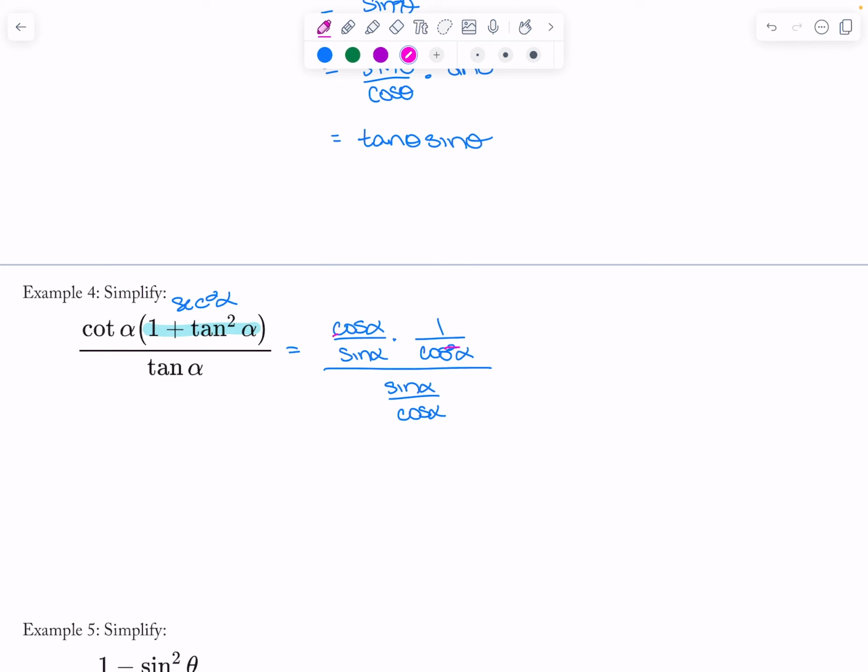Okay, so I can get rid of one of my cosines. I'm left with 1 over sine of alpha. And then I can invert and multiply my denominator. And then what you realize is that this is cosecant of alpha times cotangent of alpha. Okay.